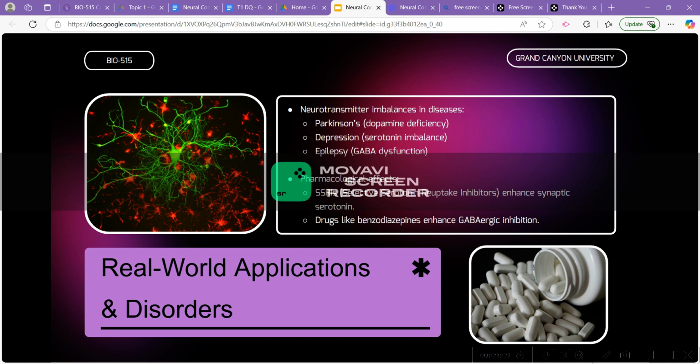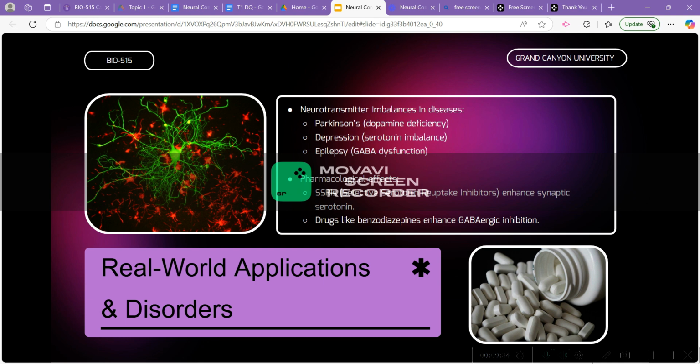Pharmacological treatments target these neurotransmitter imbalances to restore proper neural function. For example, selective serotonin reuptake inhibitors, better known as SSRIs, commonly used to treat depression, increase the amount of serotonin in the synapse by preventing its reuptake into the presynaptic neuron, thereby enhancing mood stability.